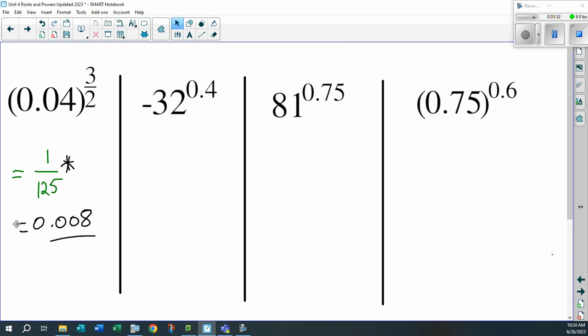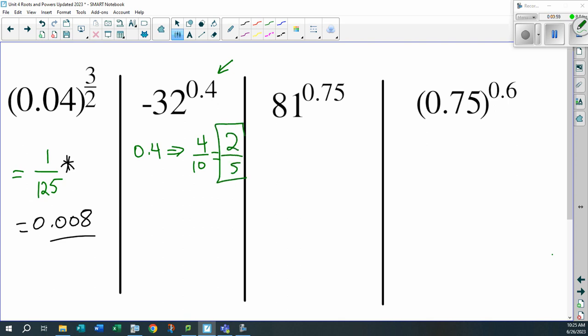Okay, so now let's look at the next one. Uh-oh. I now gave you a decimal fraction. Well, you know what? Take that decimal and convert it into a fraction. It just makes so much more sense, doesn't it? So take 0.4, and look, 0.4 means 4/10, and you can reduce this down to, guess what? 2/5. There's your exponent now. So this is minus 32 to the power of 2 over 5. See how this works? Super simple.